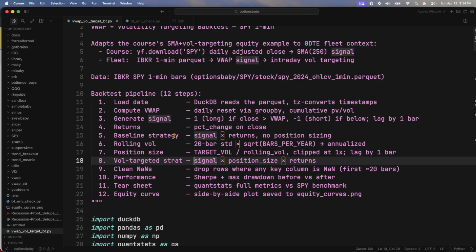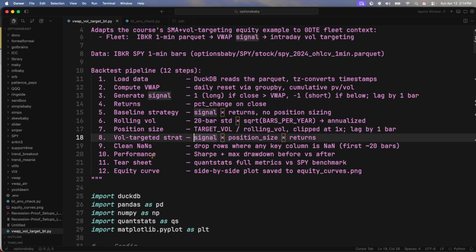Then there's going to be the baseline strategy. That's going to be step 5. It's going to be the signal times the returns, no position sizing. And then the rolling volatility is going to be the 20 bar standard deviation times the square root of the bars per year, and this is going to be annualized. Position sizing, then there's going to be step 8, the volatility targeting strategy, right? And more on that in a little bit. And then step 9 is we're going to clean for any invalid numbers or figures, right, that are coming back as 0.